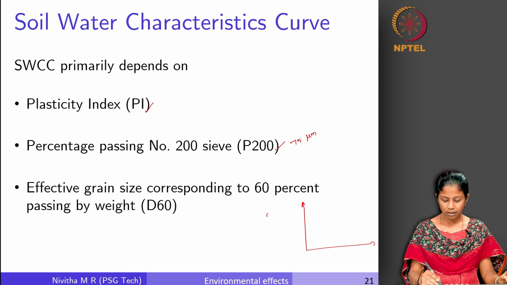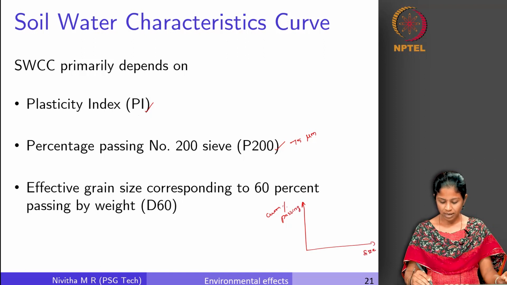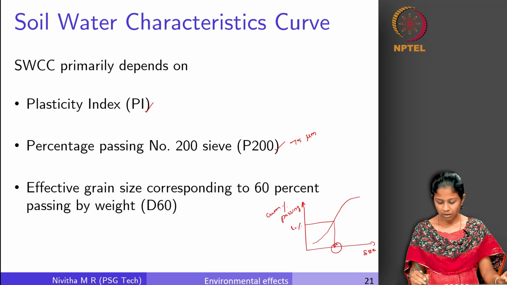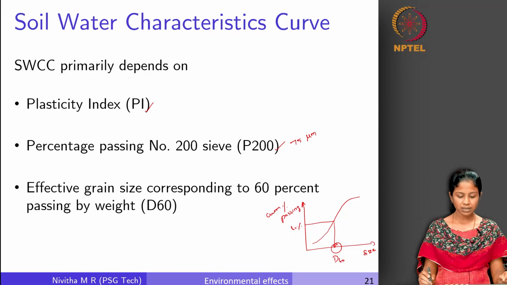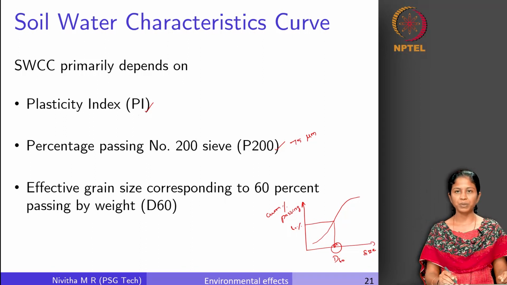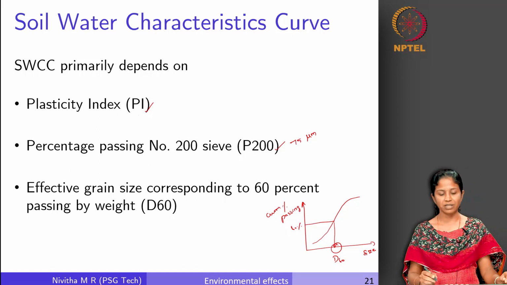If we plot a cumulative percentage passing versus size, so this will increase like this. So we will take 60% here, drop it down. So this will be the value corresponding to D60. I hope we all know this. So this is the other parameter which will govern the soil water characteristic curve.